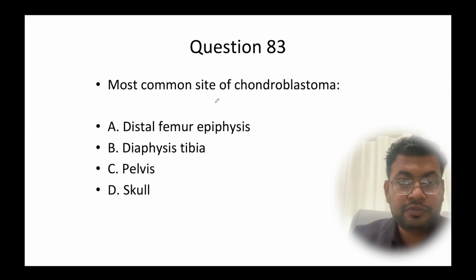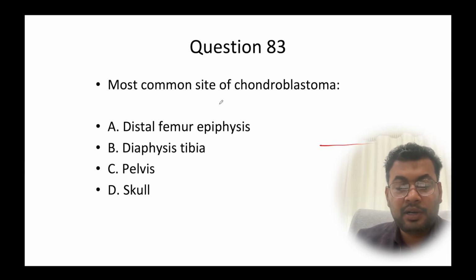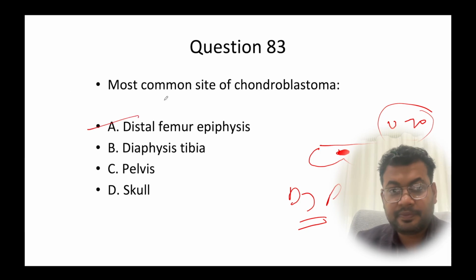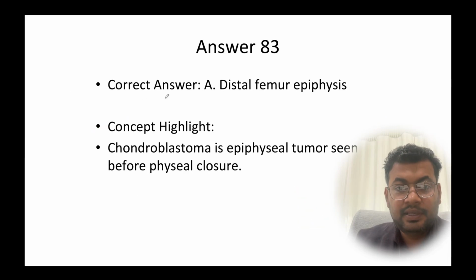Most common site of chondroblastoma. So we already know chondroblastoma, 0 to 10 year age group, most common epiphyseal location, and so the most common location is around the knee, distal femur more than proximal tibia. Answer is A, distal femur.